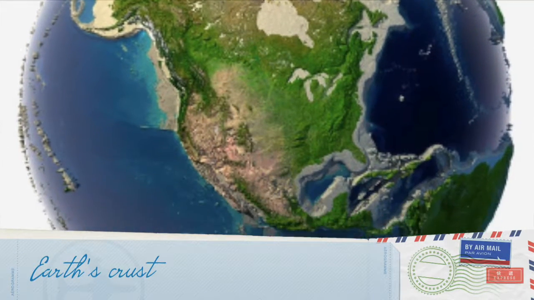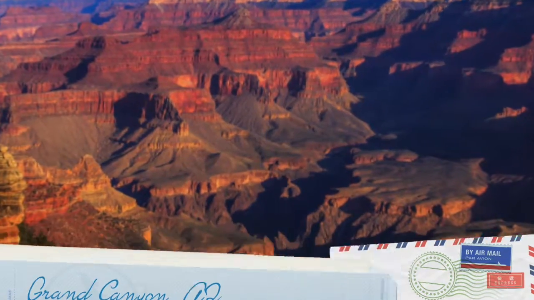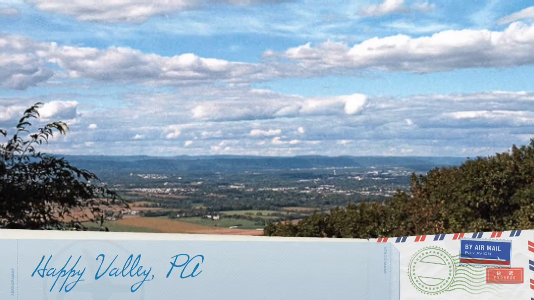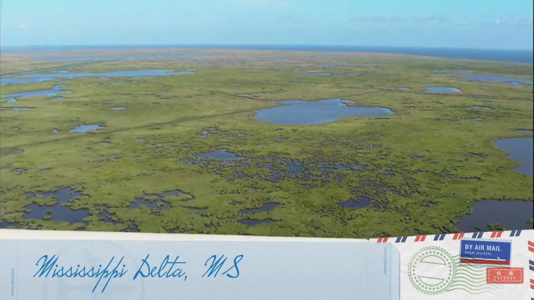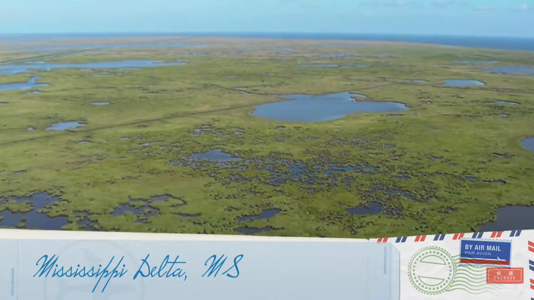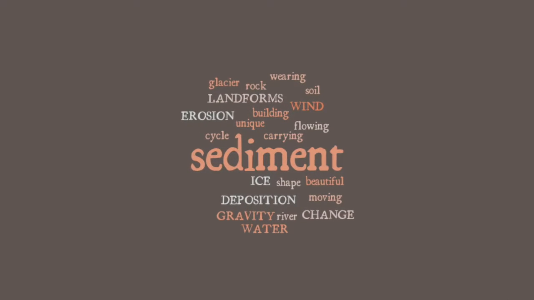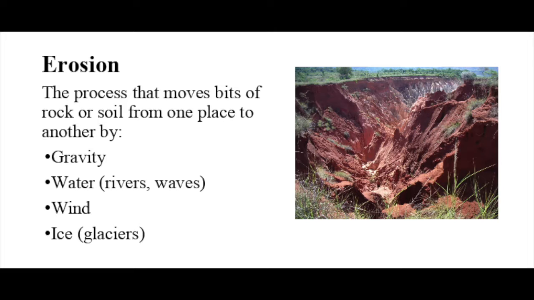Earth as we know it, the Grand Canyon, the Arches of Utah, Happy Valley of Pennsylvania, all formed by erosion. The Mississippi Delta, deposition of sediments from the mighty Mississippi River. Land builds up and wears down. We learn that the unique and beautiful features of our landscape are shaped through erosion and deposition.